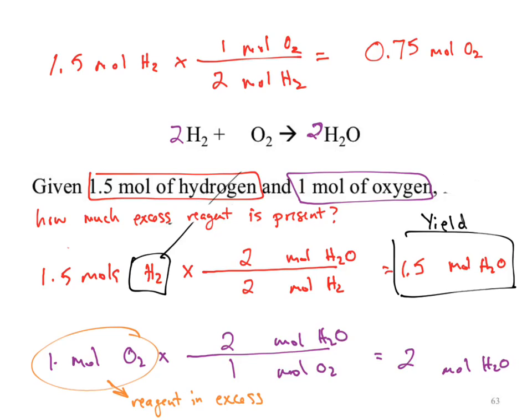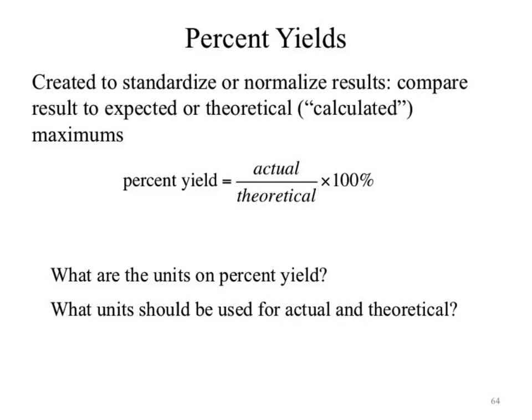Okay. But you get the idea behind the limiting reactant concept? Okay. So the next kind of fun concept we can add to this is percent yields. Okay. Percent yield.